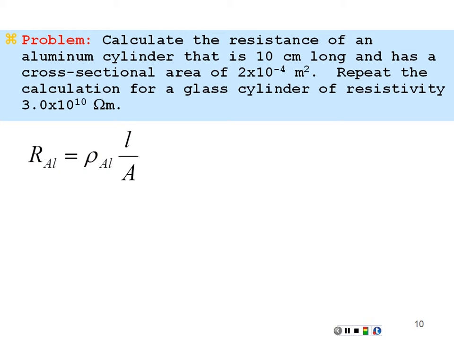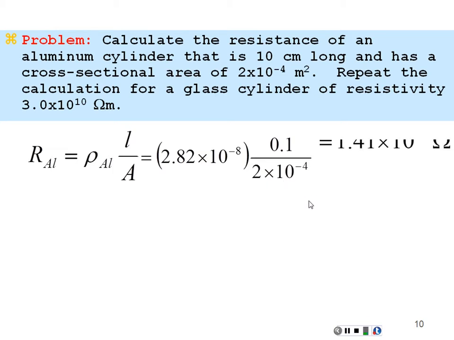So for aluminum, the resistance would be the resistivity of aluminum times the length over the cross-sectional area. I guess we have to look up the resistivity of aluminum, which is 2.82 times 10 to the minus 8 ohm meters. Multiply that by the length, 10 centimeters is 0.1 meters, and the cross-sectional area was 2 times 10 to the minus 4 square meters, giving us a resistance of 1.41 times 10 to the minus 5 ohms. And that's our symbol for resistance, the omega, ohms.